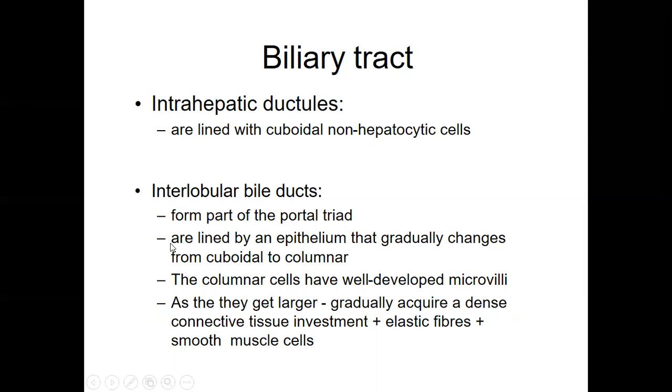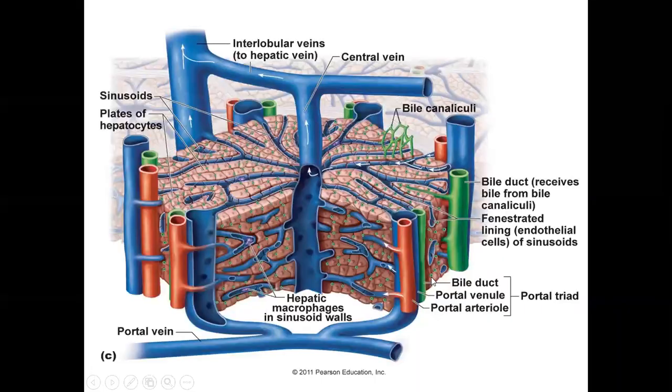The interlobular bile duct is lined by epithelium that gradually changes from cuboidal to columnar, and the columnar cells have well-developed microvilli. You can see here, this is the interlobular bile duct, the green one. Then we have a short segment of the canal of Hering here, and then we have the bile canal.